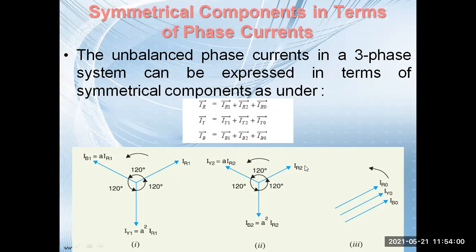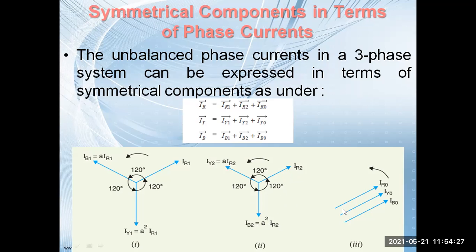So this is IR2. IY2 will be equal to, if we multiply by A, a 120 degree phase shift will be there, so it will be A into IR2. Now again, if we multiply by A, this becomes A square, so A square into IR2. That means we get IB2, so IB2 will be equal to A square into IR2. Now if you multiply by A again, we come back to IR2. This way we can represent the negative phase sequence component of current.